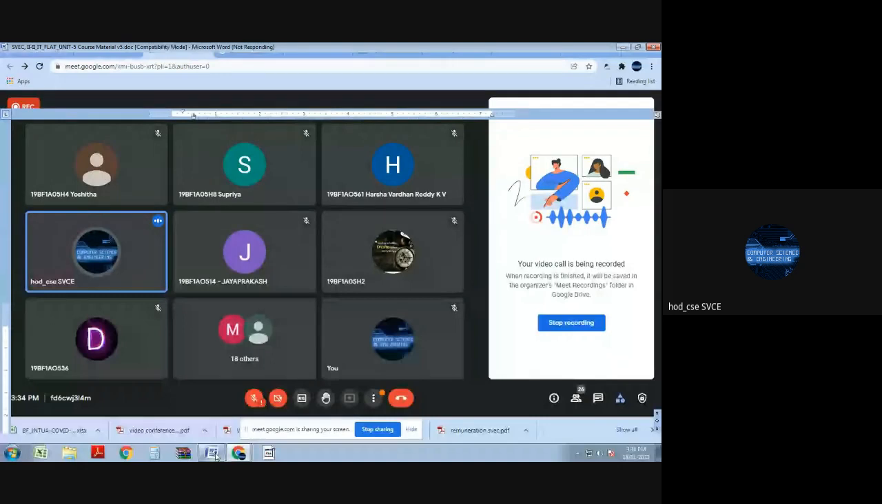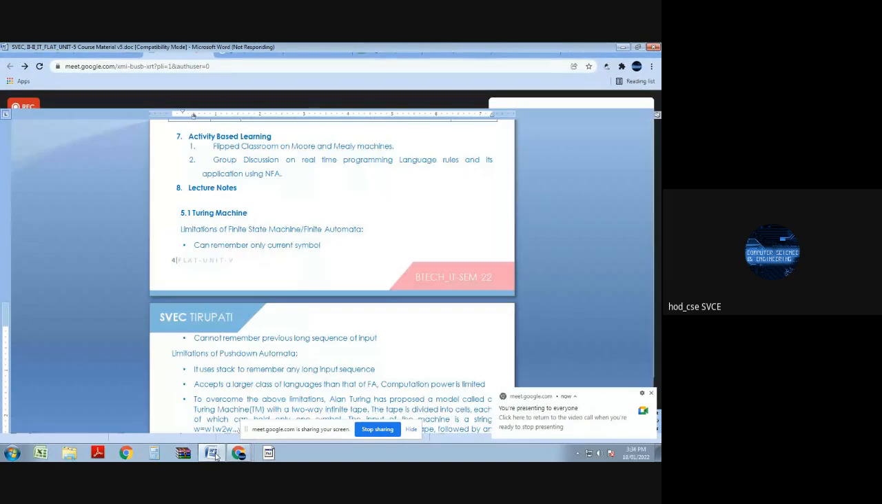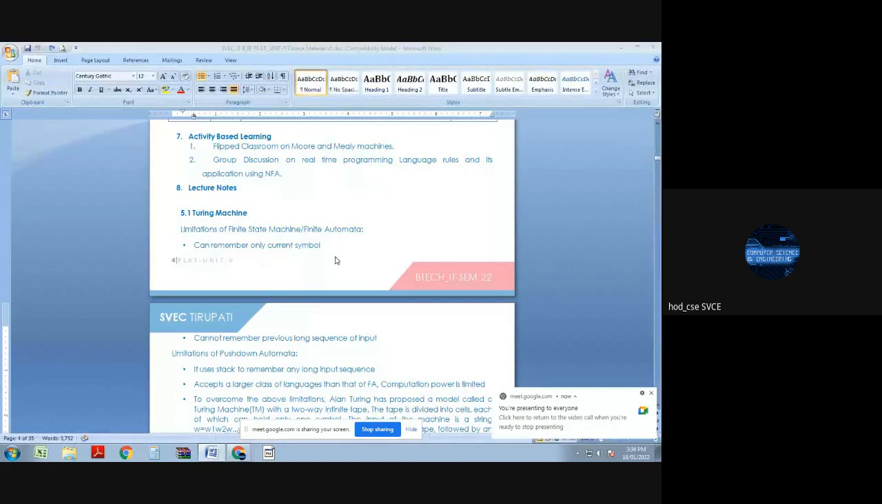Alan Turing invented this Turing machine before computers were invented. It can perform almost all of the computations that we are doing now with these computers. Almost all computations can be done with Turing machines.